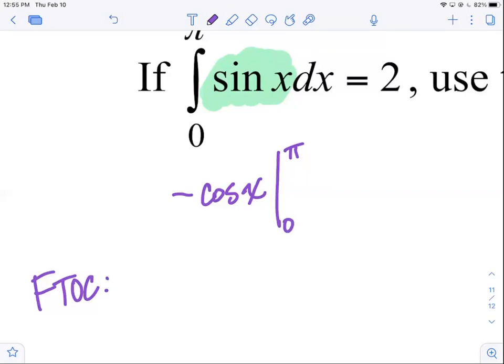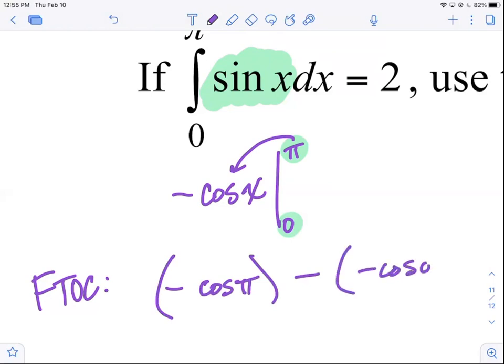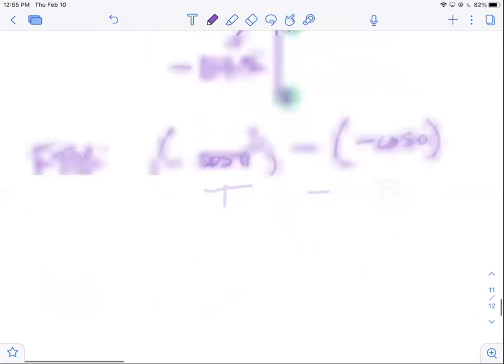But now that I know what the antiderivative is, I don't need the plus c. It's going to cancel. I can evaluate it by plugging in the top and then subtract it from plugging in the bottom. Okay, so we read it from 0 to pi, but we evaluate it from top to bottom. So that's going to be negative cosine of pi minus negative cosine of 0. Top minus bottom. Top minus bottom. And now let's evaluate it.